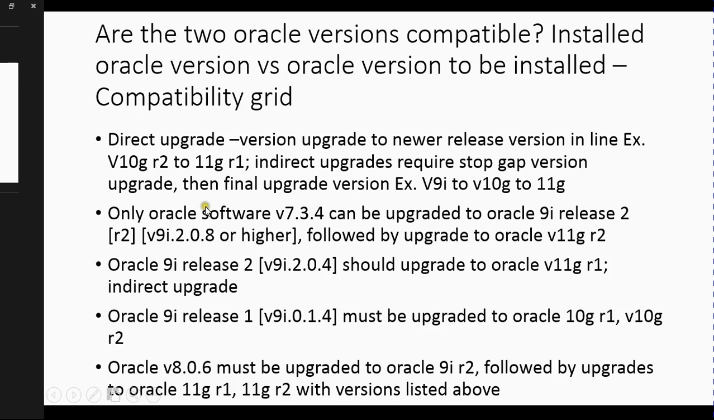So basically, the different paths for the upgrades, I'll have them listed here. You can only, if you have a version 7 and you're trying to upgrade to, let's say, a version 11g, again, 7 is really old. So basically, what you have to do is upgrade to Oracle 9i Release 2. And again, this is the specific version that you would have to have in your system, this version or higher, to be able to get to 11gR2.